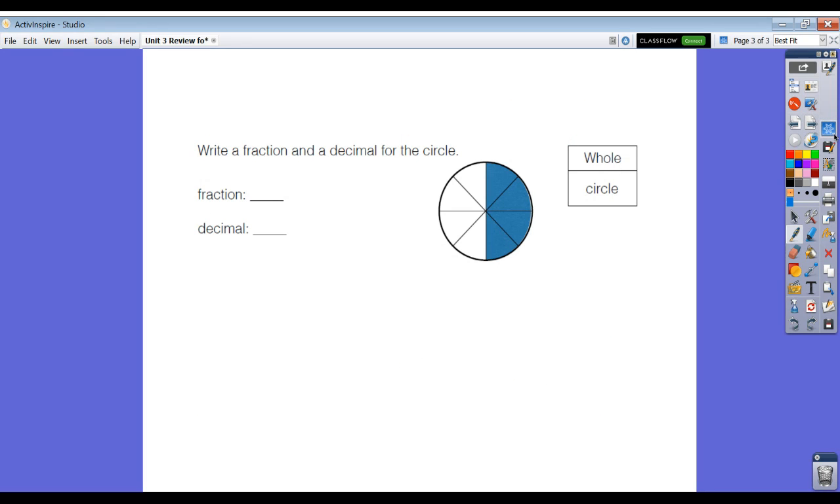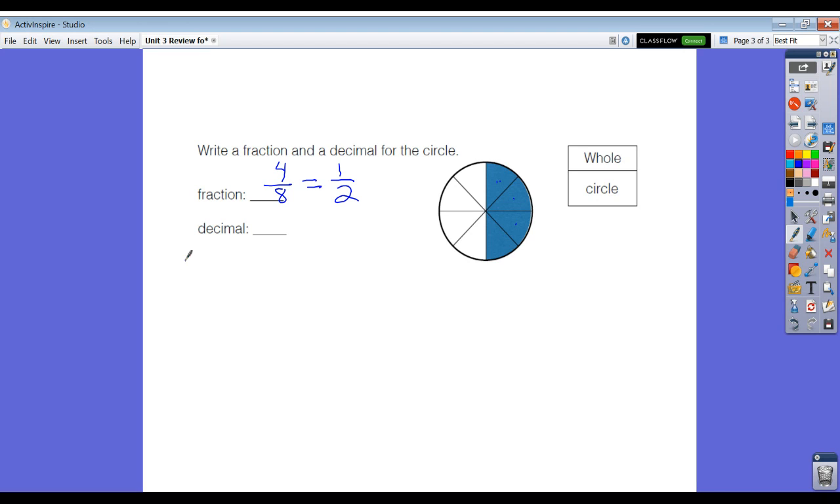Let's do one more problem together. Write a fraction and a decimal for the circle. So if I look at this, I'm going to count there 1, 2, 3, 4, and times 2. So 8 total pieces. So I'll give my fraction a denominator of 8, and I'll say there are 4/8 of the fraction shaded. Now, you might have also written this as 1/2. Maybe you saw that right away, that it was 1/2.